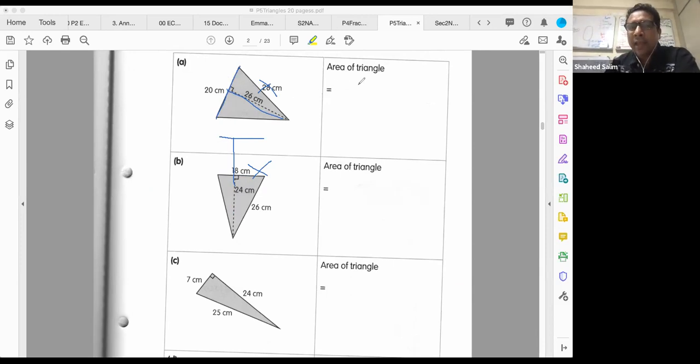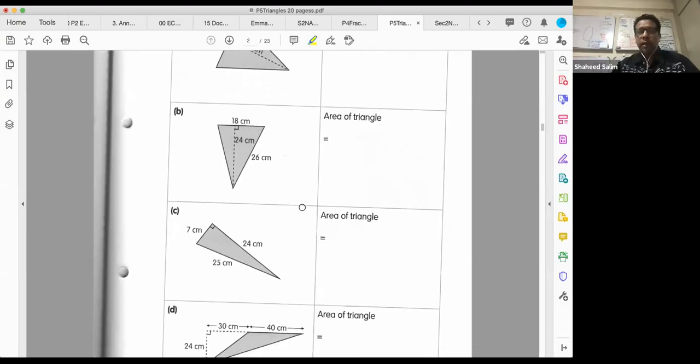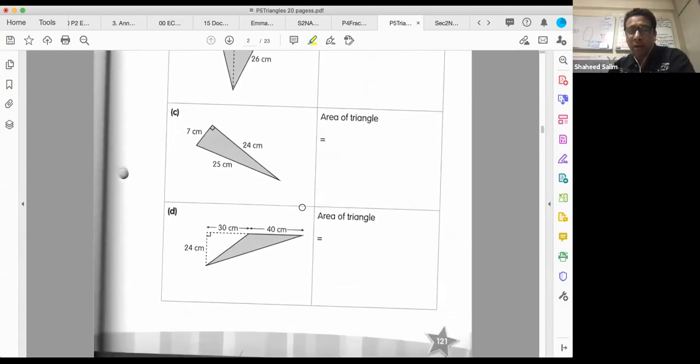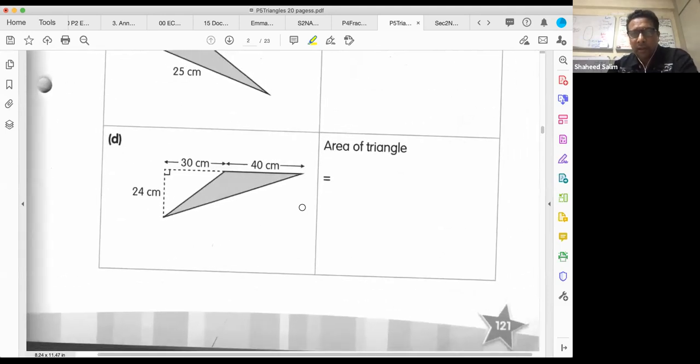So if you know the base and height, you just do half times 20 times 26, half times 18 times 24, half times 7 times 24. That's what you need to do. Once you know that, you know how to do it. If you are still a little bit blur on base and height, inshallah, we'll come to it in a moment.